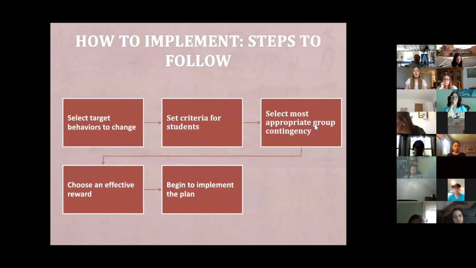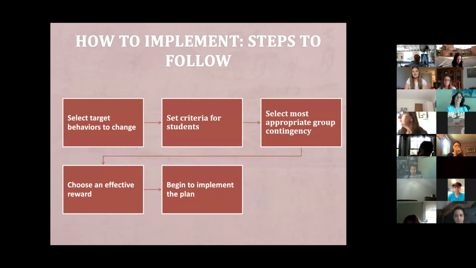So in order to effectively implement these models in your classroom, there's a set of steps that you want to follow to make sure that you're curating an effective plan. Those steps are selecting the appropriate target behaviors that you want to see change. These could be behaviors for increase or behaviors for decrease.